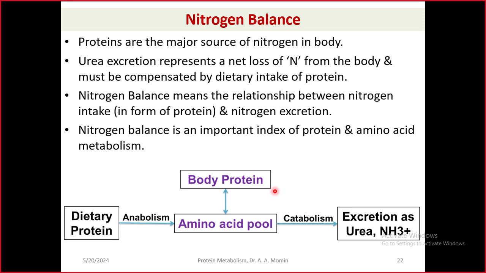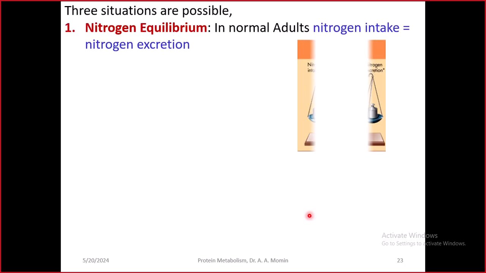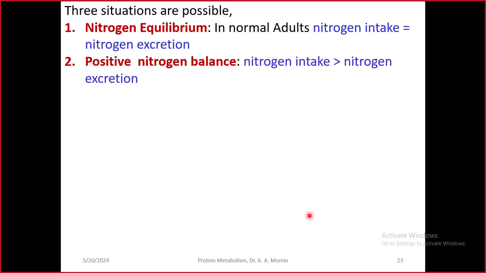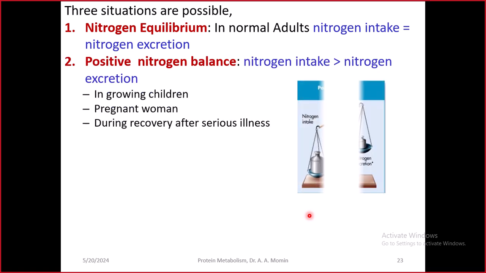If it is affected, if intake is more than the output or vice versa, the conditions are there which are called as positive nitrogen balance and negative nitrogen balance. So anabolism is equal to catabolism. Depending on this, there are three conditions: nitrogen equilibrium, the intake is equal to output. The positive nitrogen balance, it is seen in growing children, pregnant women, and during recovery after serious illness.